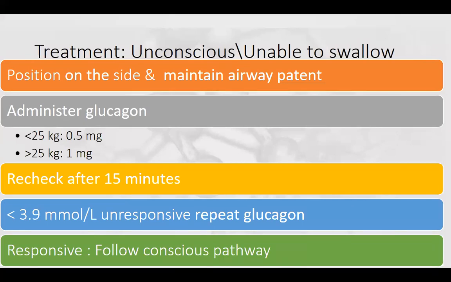Recheck the blood sugar after 15 minutes. If the blood sugar is still less than 3.9, give another dose of glucagon. If responsive, then what do you do? Follow the conscious pathway. In other words, go back to what we were talking about. If they're conscious and able to swallow, then give the fast-acting sugar if they're still low, and then check after 15 minutes. If the sugar is back to normal, then give a snack after that. So this is when you have glucagon available. Okay? So that is the treatment of an unconscious patient or a patient who's unable to swallow.